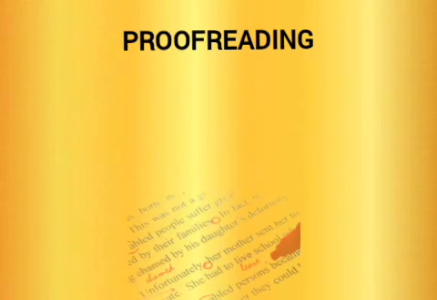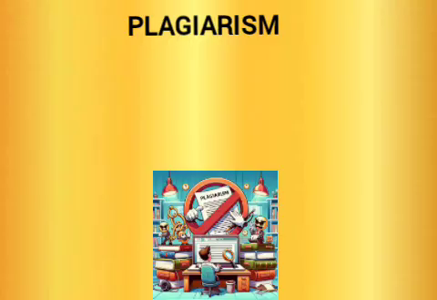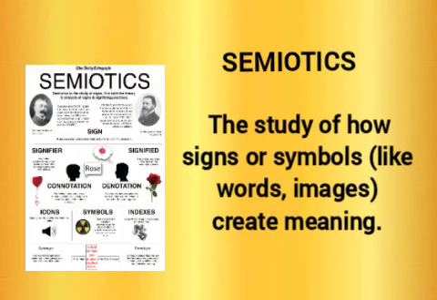Proofreading: checking a final piece of writing to fix mistakes like typos. Plagiarism: taking someone else's words, ideas, or work and pretending it's your own. Semiotics: the study of how signs or symbols, like words and images, create meaning.